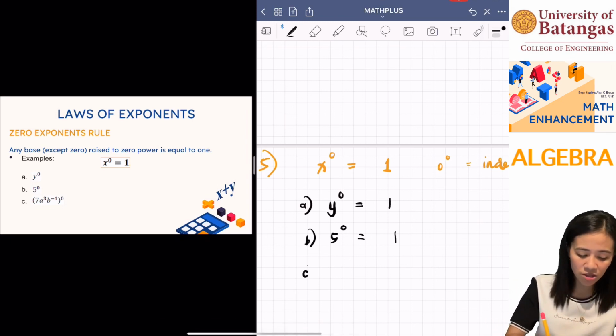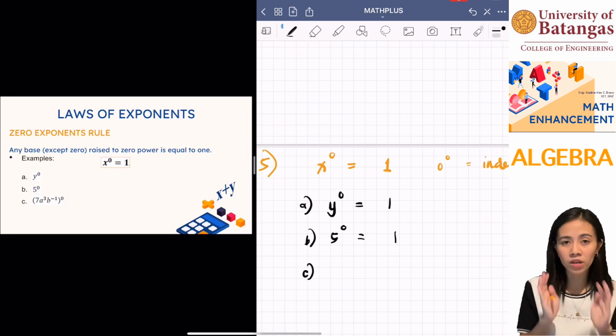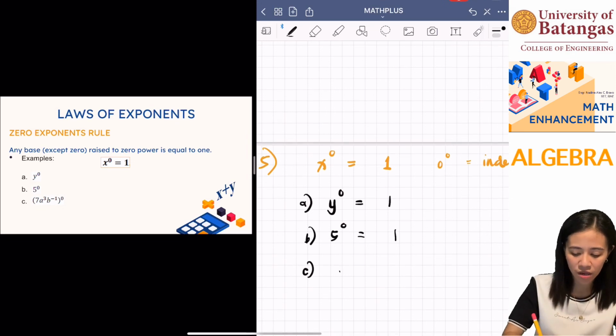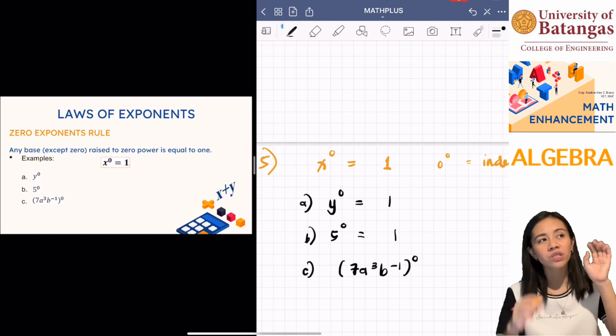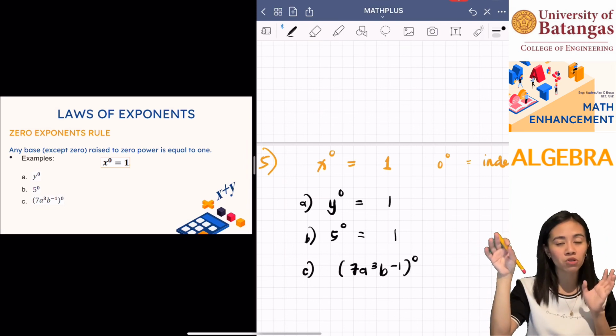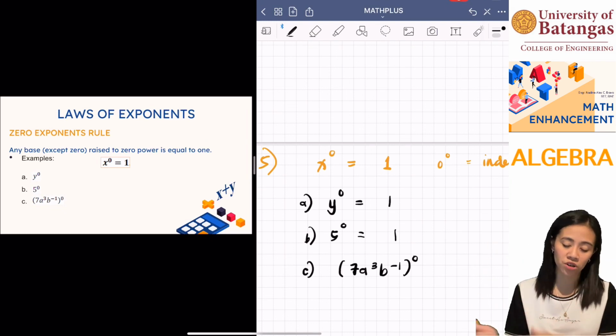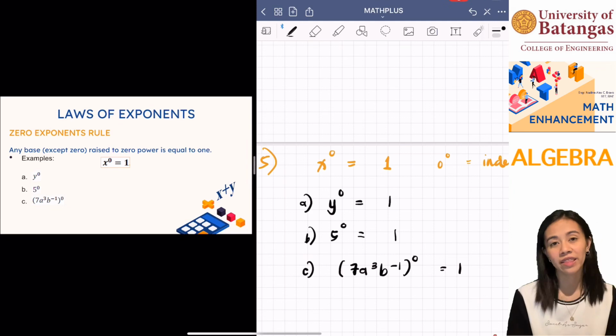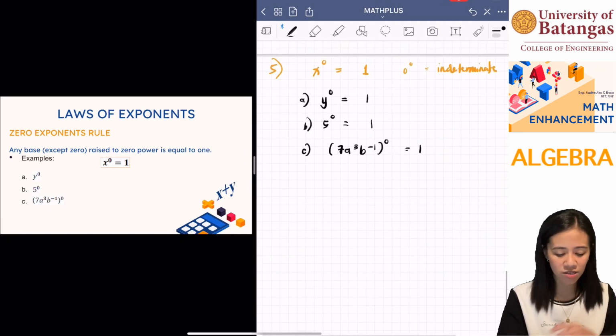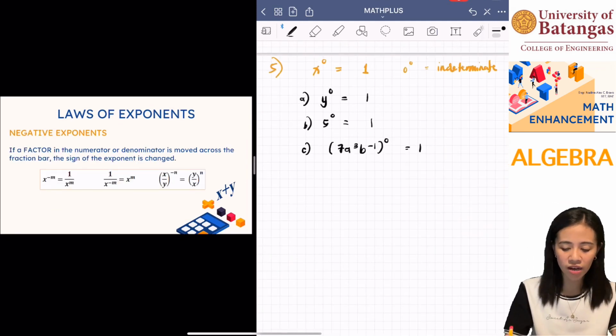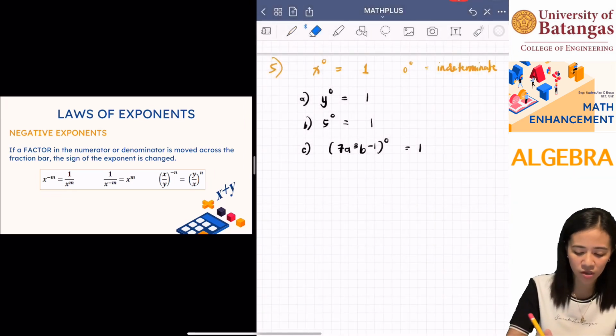And then, letter C, you have the whole term inside the parentheses. So, you have here 7a cubed b raised to negative 1. The whole quantity is raised to 0. So, since 0 is an outermost operation or exponent that you have, ibig sabihin lahat ng nasa loob niya will now be considered equivalent to 1 din. Okay? Next. Meron pa ba? We have negative exponents. Okay.